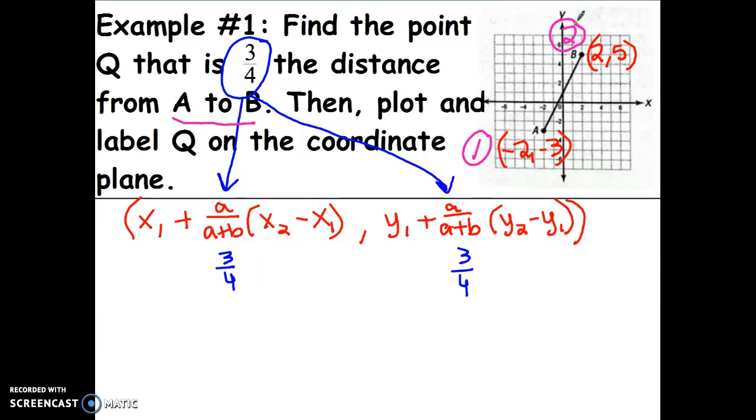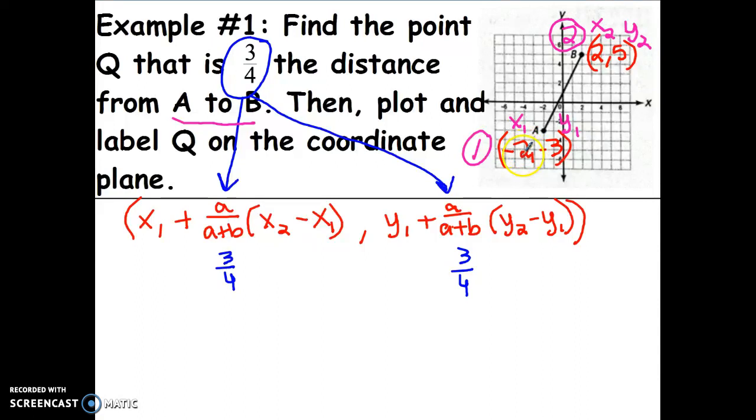So our first x value is right here. This is our x1. And this is our y1, our first y value. This is our x2, our second x value. And our y2, our second y value. So I'm simply now just going to come down and I'm going to plug those things in. Let me go back to my blue.